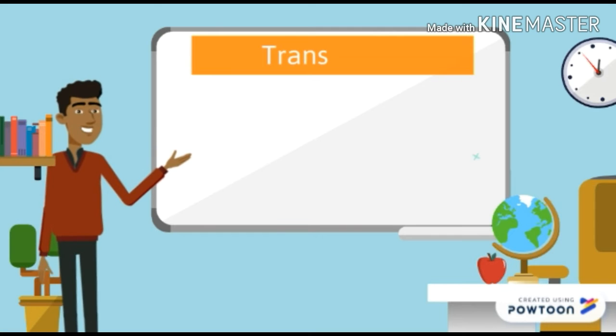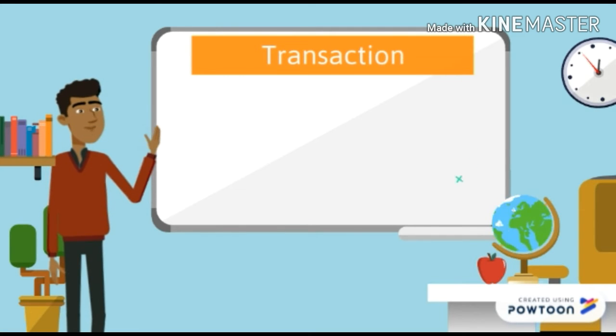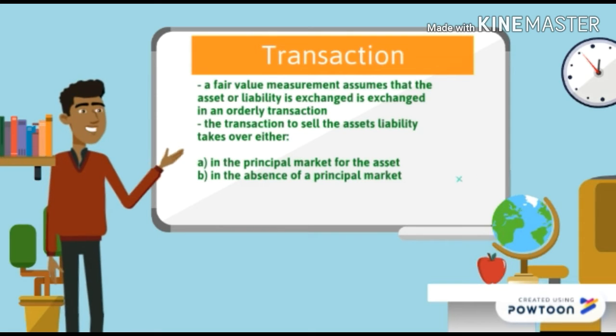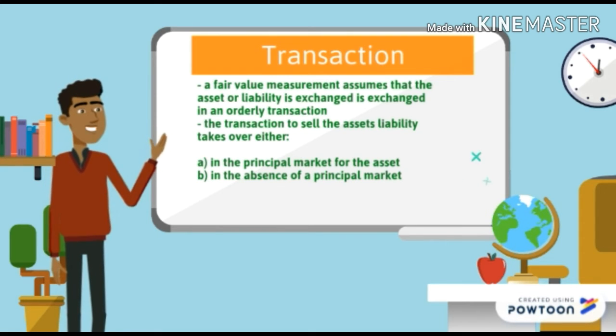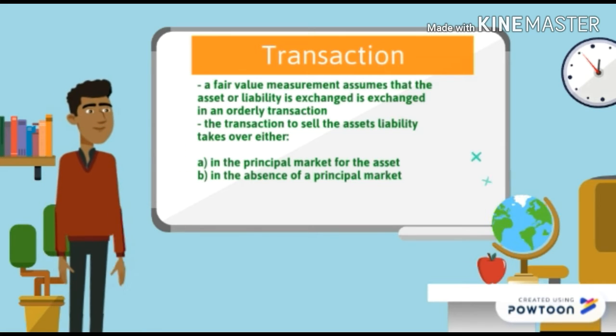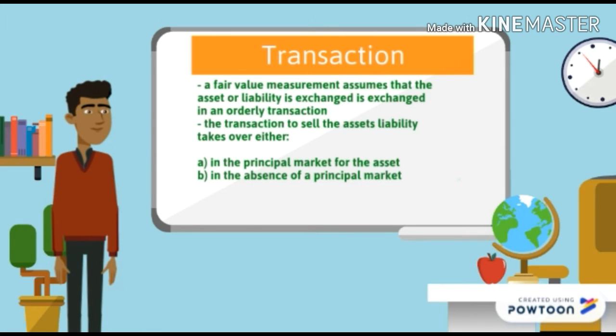Transaction: a fair value measurement assumes that the asset or liability is exchanged in an orderly transaction. The transaction to sell the asset or liability takes place either in the principal market for the asset or liability, or in the absence of a principal market.